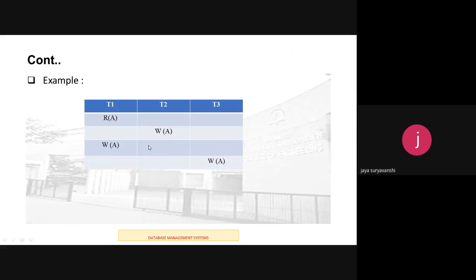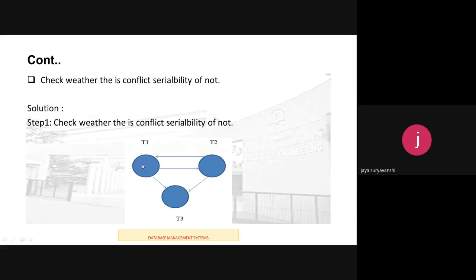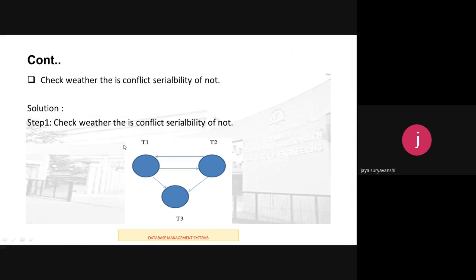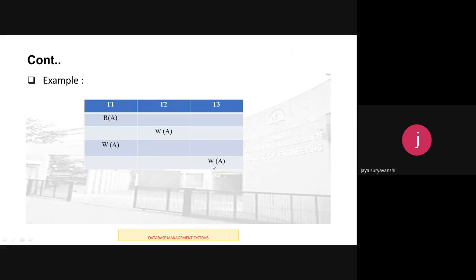First, R(A) is there. Transaction T1 is performing the read operation on variable A, and after this T3 is performing an operation on the same variable, that is, the write operation. So an arrow will go from T1 to T3. This is your first edge from T1 to T3, because T1 performs its operation and after that T3 performs its operation. Then again T1 performs a read operation on variable A, and after this again T3 performs an operation on the same variable.